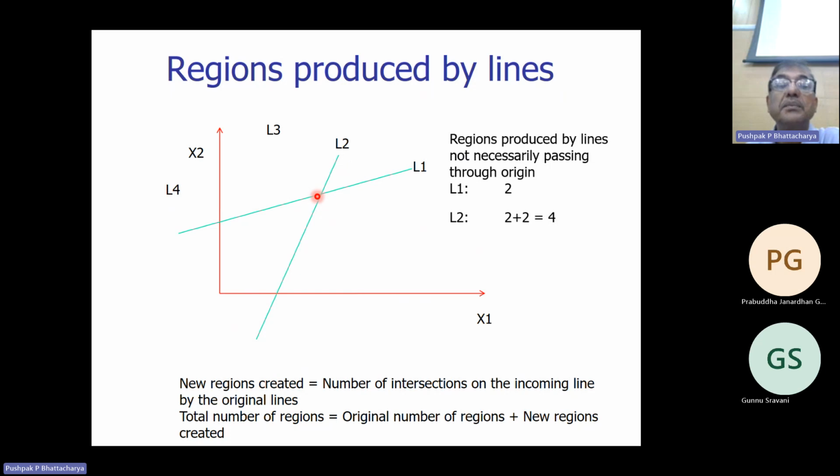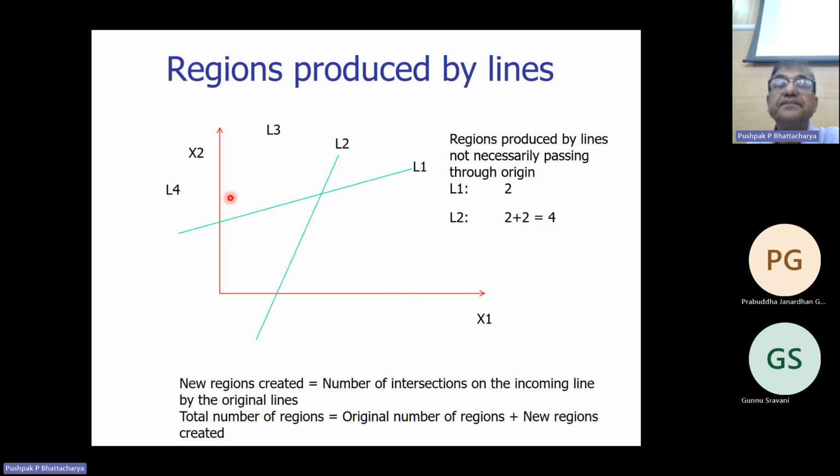Okay, so the number of new regions produced is the number of segments produced on the incoming line by the existing lines. Okay, so this is a different way of thinking about the problem. So that is the main point. So when L2 comes in, the number of regions produced is 2 plus 2 equal to 4.